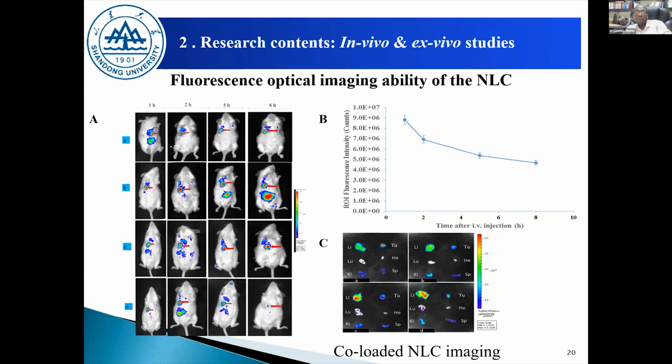Now, the fluorescence intensity measured during that time period of 1, 2, 5, and 8 hours has been captured. You will see that fluorescence intensity decreased over time, right? Then after 8 hours, the mice were sacrificed, and you see the formulation is now here at the liver. You know why it is the liver?